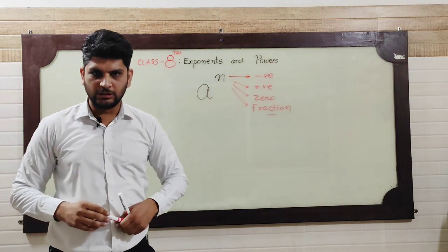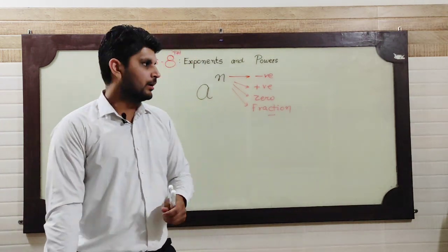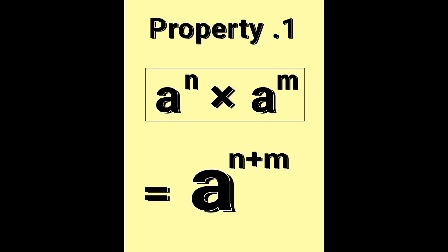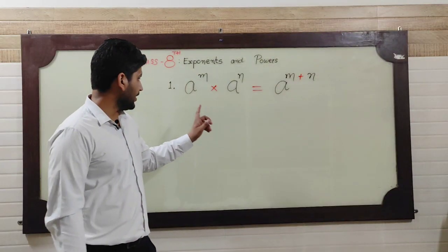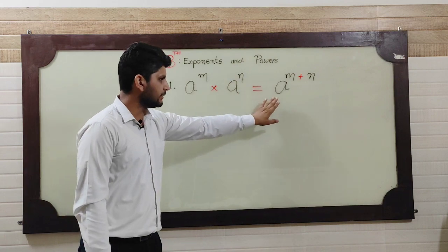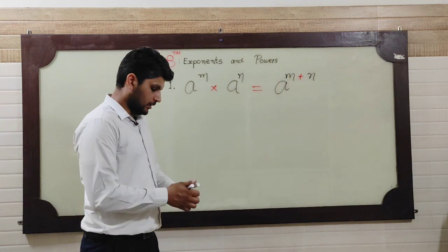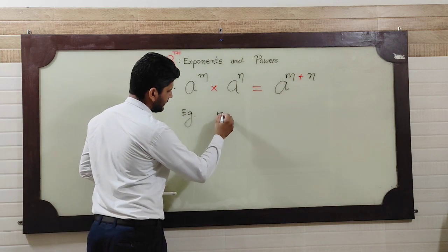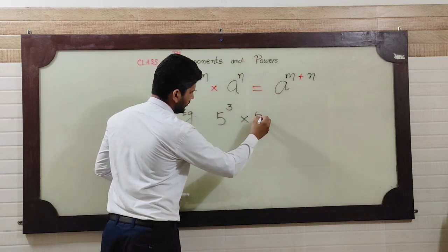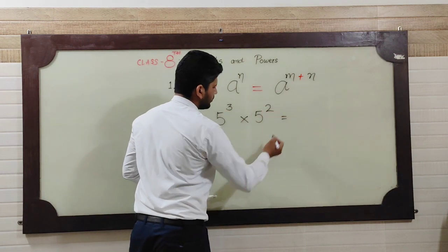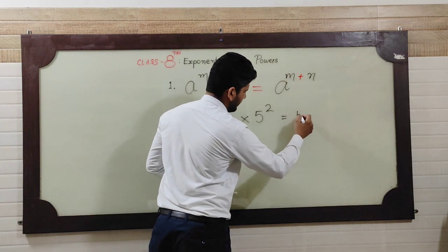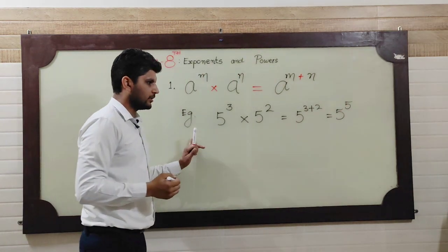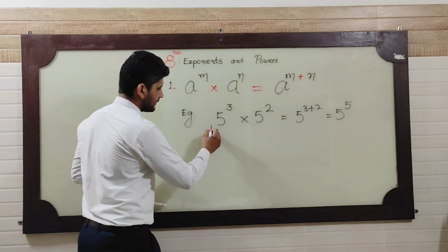So now I am going to tell you about the properties of this. First, we are going to discuss the first property. Property 1: a power m into a power n, then we simply write it a power m plus n. So I'll explain with an example. Suppose we have the same base, like 5 power 3 into 5 power 2. According to the property, what will be the answer? 5 power 3 plus 2. It means we can simply write it 5 power 5. Now we try to verify this.